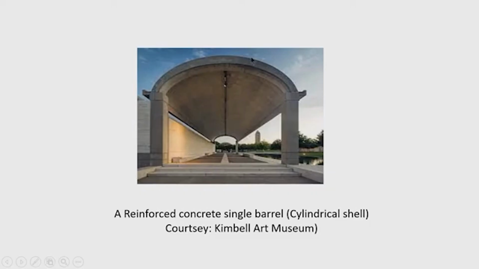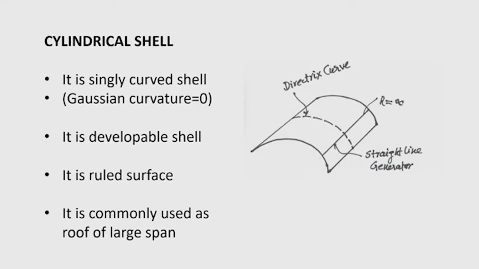So, you can see an example of cylindrical shell, a large span has been covered with the help of a very thin structural element, which is a form of cylindrical shell. This is also called single barrel shell. Now, multiple barrel shells are also common in nature. Cylindrical shells, you can see, are actually singly curved shells whose Gaussian curvature is 0.